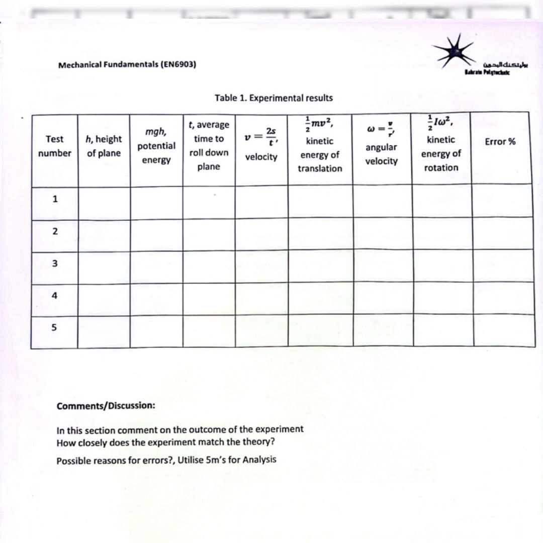By the way, I, the moment of inertia, is equal to the mass of the axle plus the mass of the wheel, times r squared. R is the radius of the wheel.